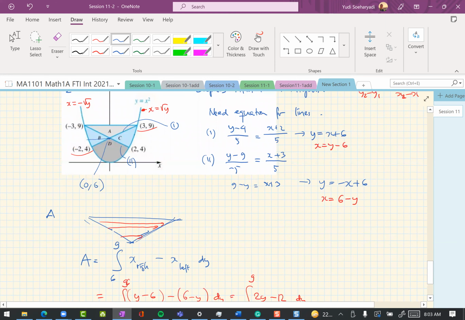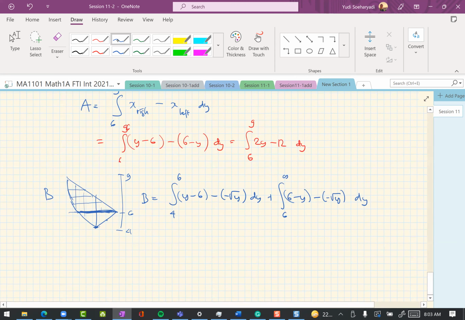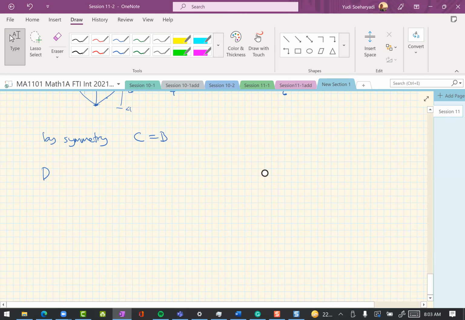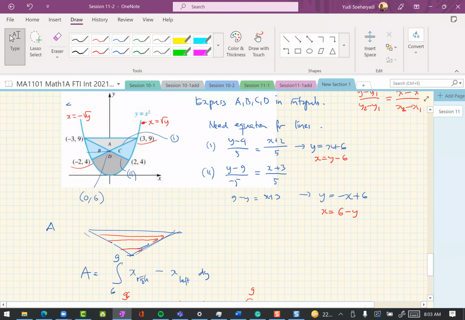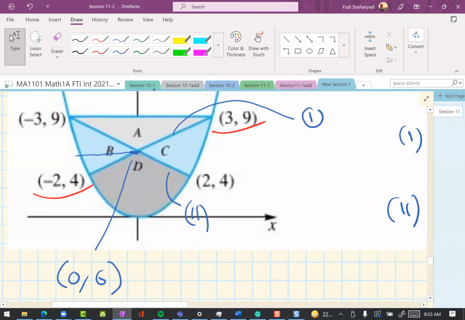And what about C? Well, because of the symmetry, you can see that C is equal to B. So you don't need to compute it. Now let's look at D in this picture. If you're going from this curve, from bottom up, you have two kinds of integrals here, because you have two kinds of upper bound, this one and this one.